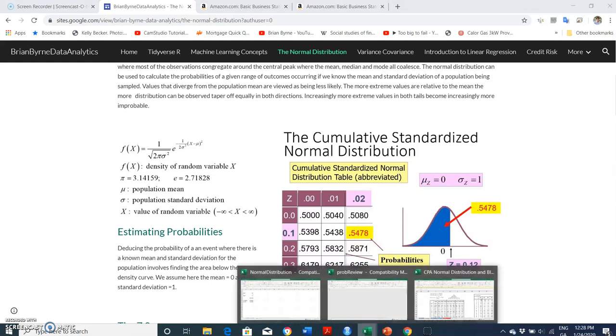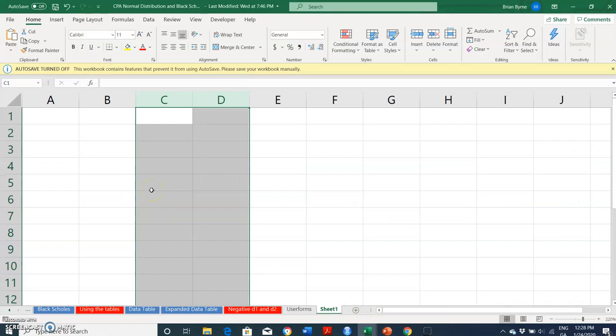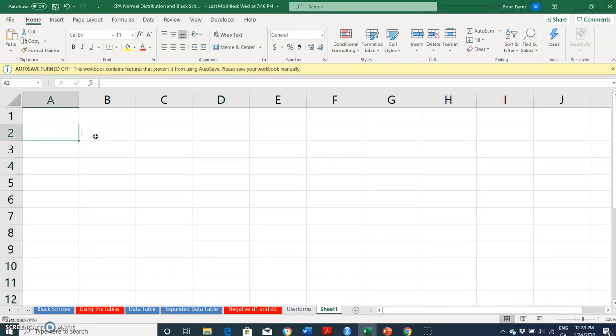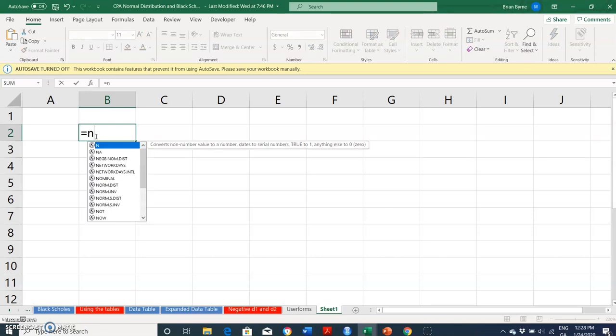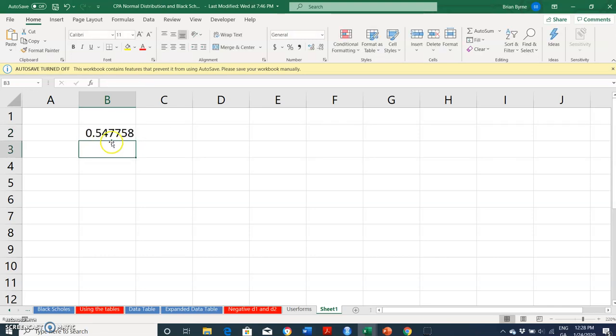Okay, so let's go into Excel again for a moment here, and we start this afresh. If I was to do that in Excel, to read the area under the curve, I would invoke equals NORM.S.DIST, very simply, NORM.S.DIST, open bracket, 0.12, close bracket. And that should give me here 0.5478. Where is the 8? Well, it's just because of the rounding.